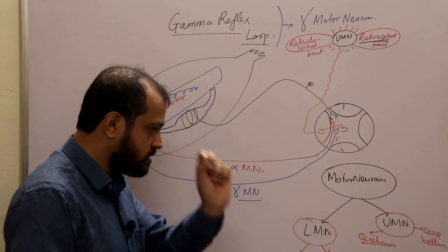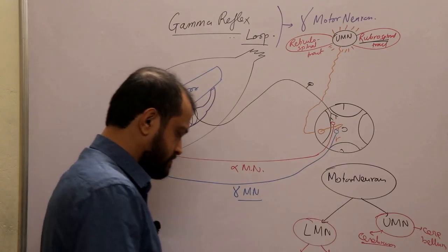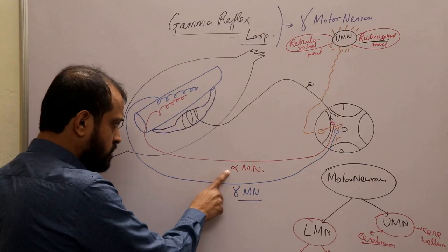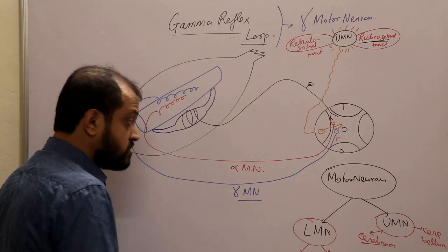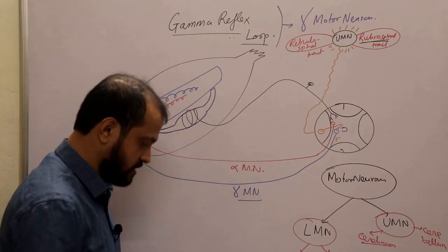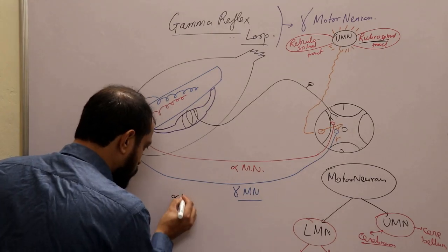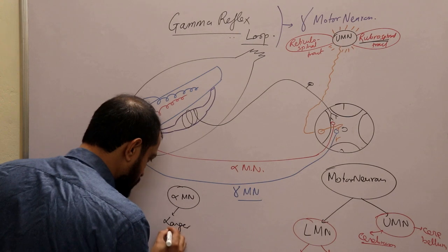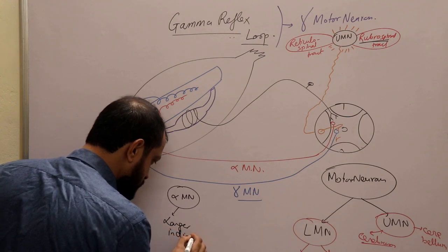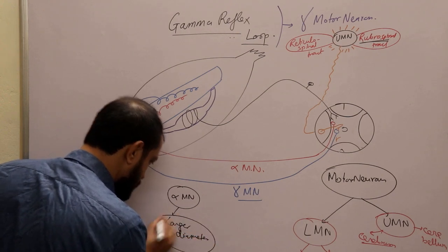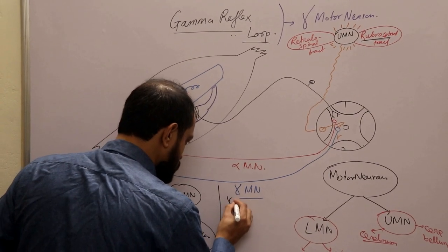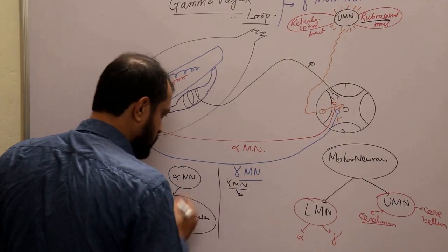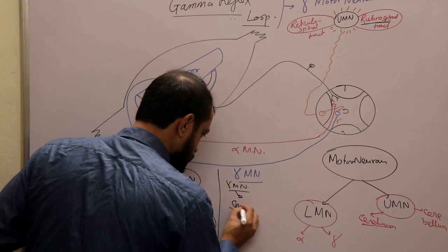Now the problem you need to understand is that both alpha motor neurons and gamma motor neurons are motor neurons. Then what is their basic difference? Now listen, alpha motor neurons, as I have already said, are larger in diameter. I've already discussed that, right? And gamma motor neurons, with respect to alpha motor neurons, are smaller.